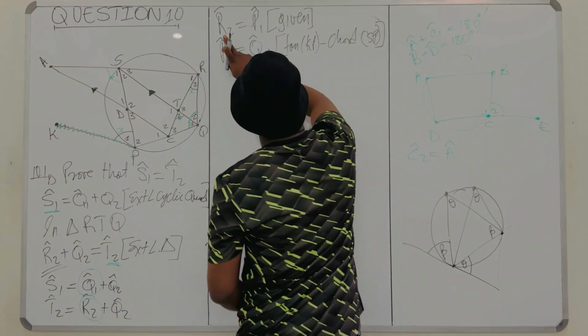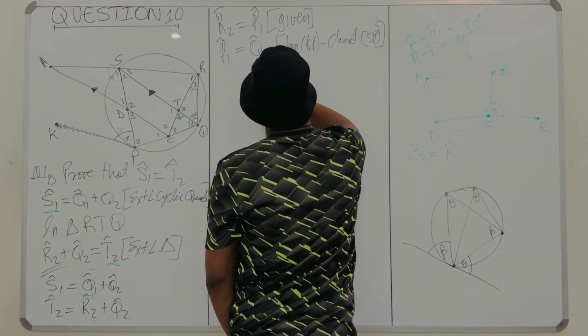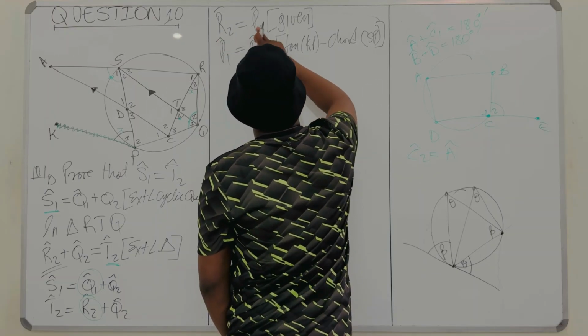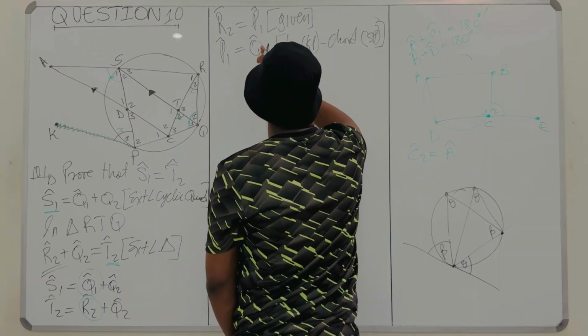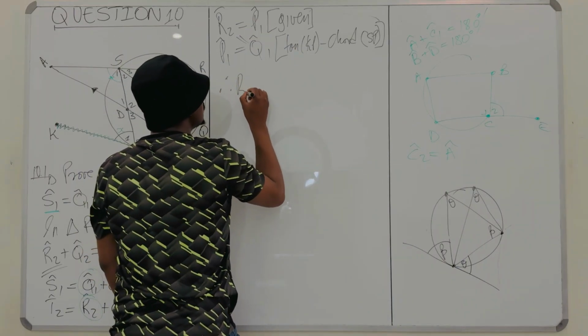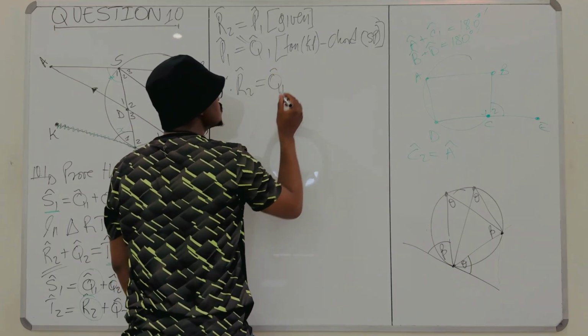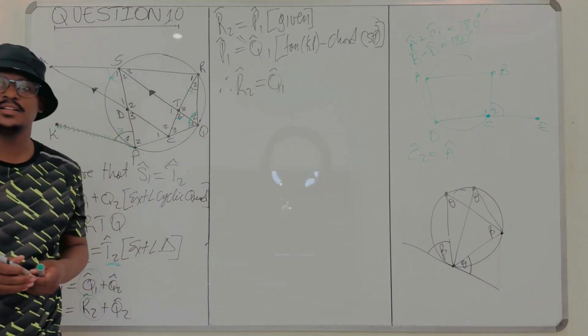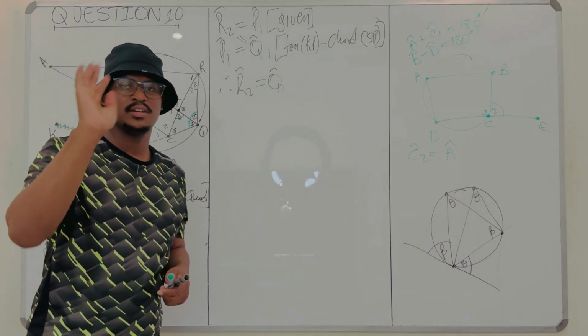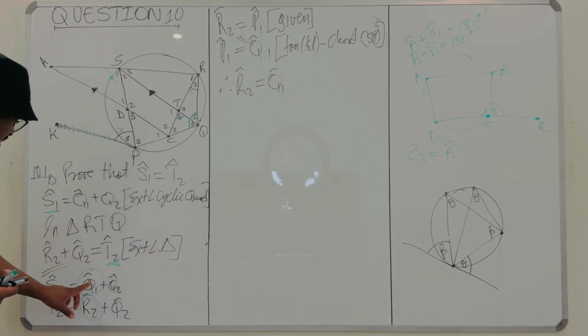Right? Look now, your R2 is equal to P1, and your same P1 is equal to Q1. If R2 is equal to P1 and P1 is equal to Q1, then these two are also equal. So therefore angle R2 is equal to angle Q1. That's the transitivity property of equality, but you don't have to give a reason for that. Now look, we have proved that these two things are equal.